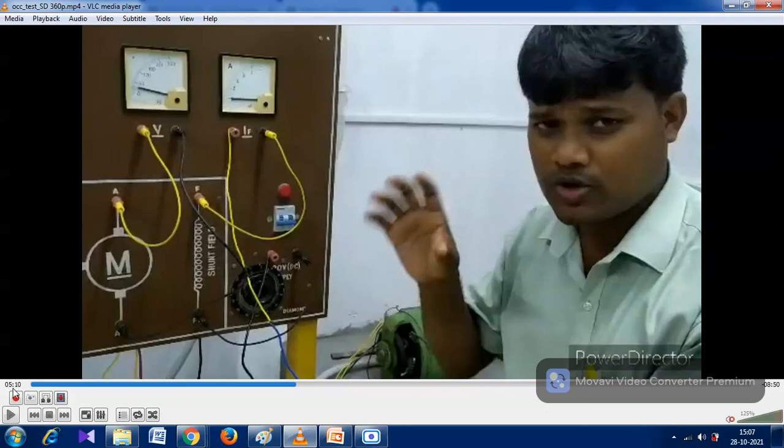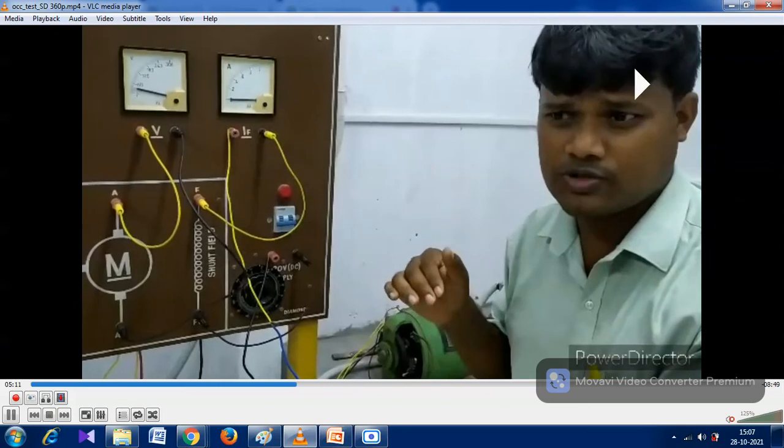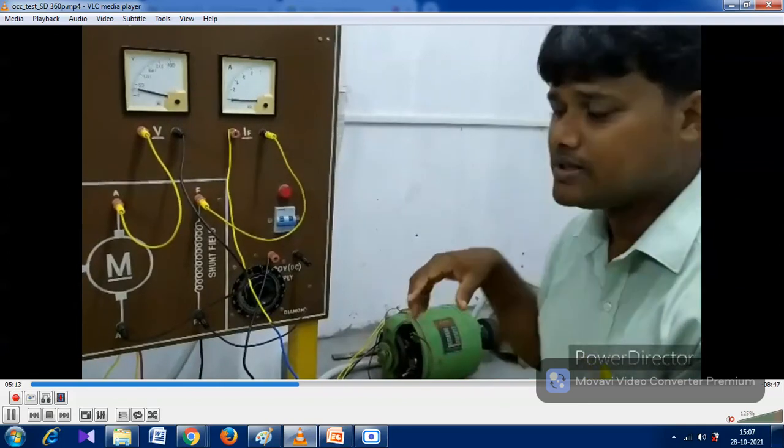Due to residual flux. The voltage is called the voltage due to residual magnetism. So when we start the separately excited DC generator, we get a voltage which is due to the residual magnetism. Then after that, we have to increase the field current.